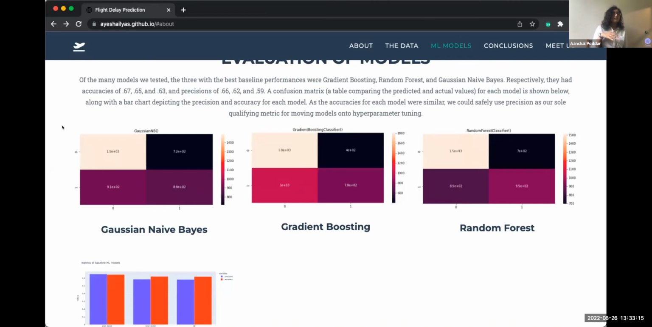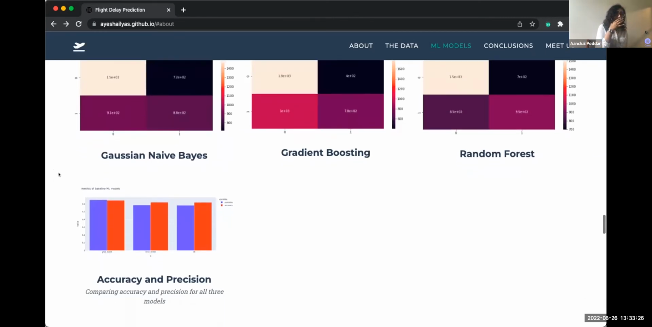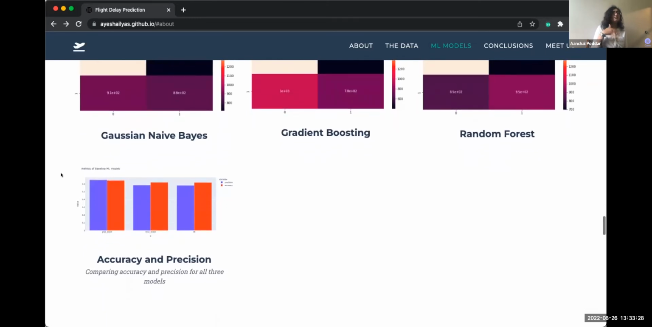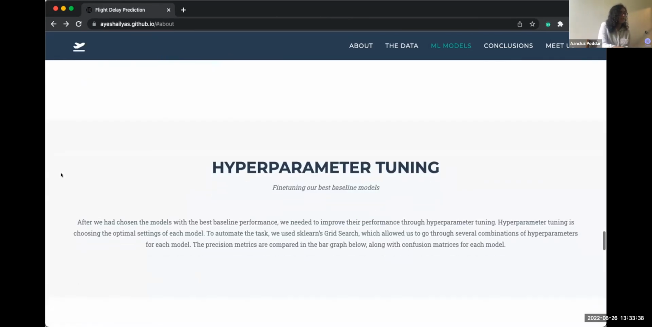And below we have confusion matrices showing the actual predicted values for each model, along with a bar chart depicting the precision and accuracy for each model, which is what I just told you about. Since the accuracies for each model were pretty similar, we could safely use precision as our sole qualifying metric for moving those models onto hyperparameter tuning. And Ayesha will now talk more about the hyperparameter tuning process.